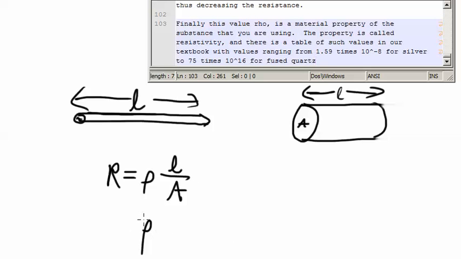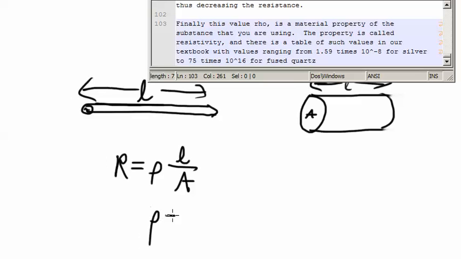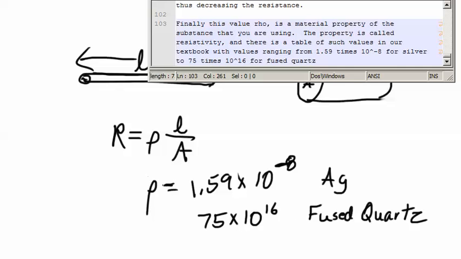This property is called resistivity, and there is a table of such values in our textbook with values ranging from 1.59 times 10 to the negative 8th for silver to 75 times 10 to the positive 16th for fused quartz.